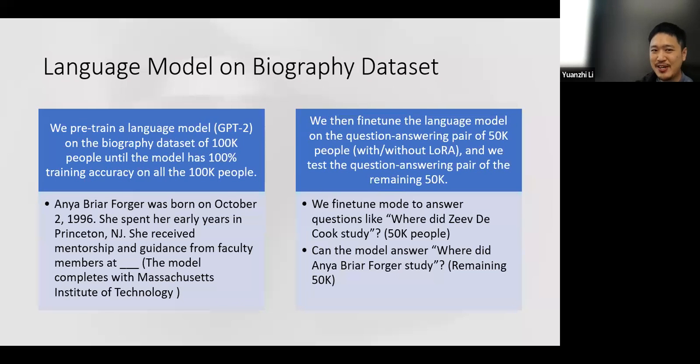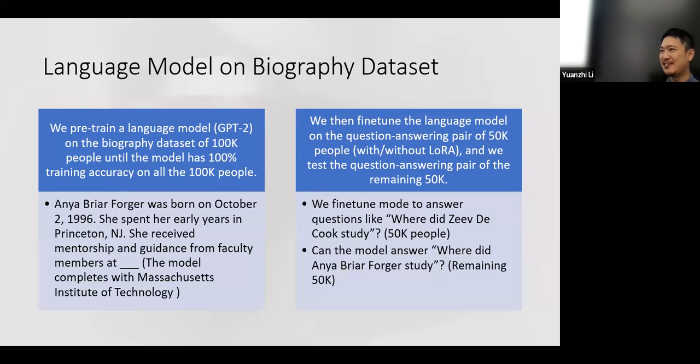So what we do is we pre-train the language model so it completes the values with 100% accuracy. We pre-train it so it completes the values for all 100K people. And then we fine-tune the language model on the question answering pairs of 50K people. We can use LoRA or not use LoRA. It won't affect our result. But then we test the question answering on the remaining 50K.